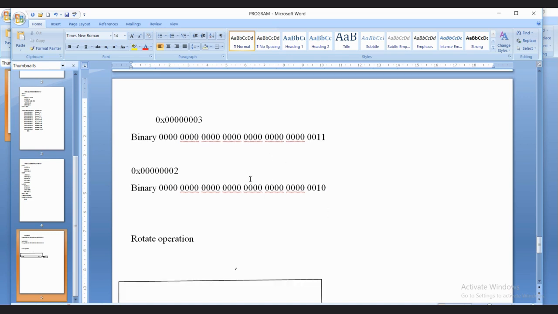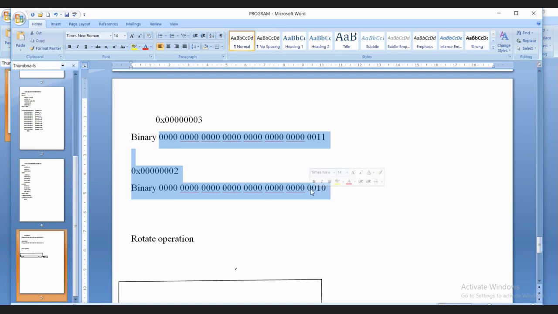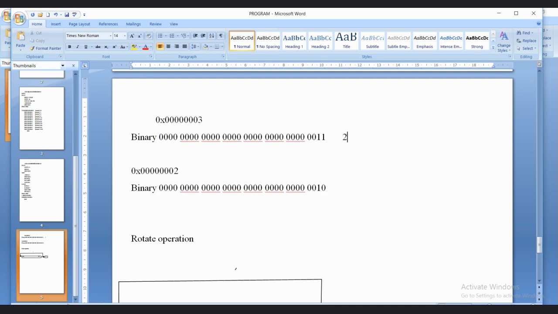Now the program is written to count the number of zeros present in both the memory locations, the total number of zeros and the total number of ones present in these two numbers. Here this is a 32-bit number. Among the 32 bits, 2 are ones and 30 are zeros. Here only one is a one and the remaining 31 are zeros. Therefore, the total number of ones will be equal to 3 and the total number of zeros will be equal to 61.